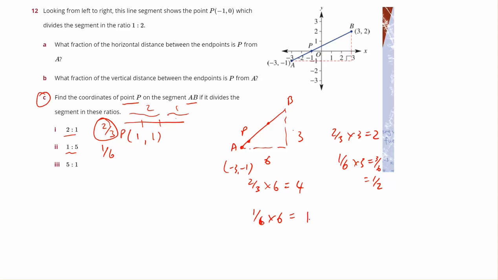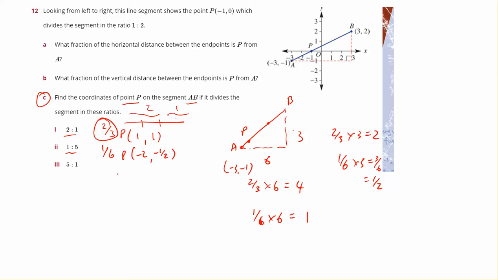So you're gonna add these to your coordinate A. -3 plus 1 is -2, so your P will be -2, and then -1 plus a half would be -1/2, okay, or -0.5, depending how the book cancels it.